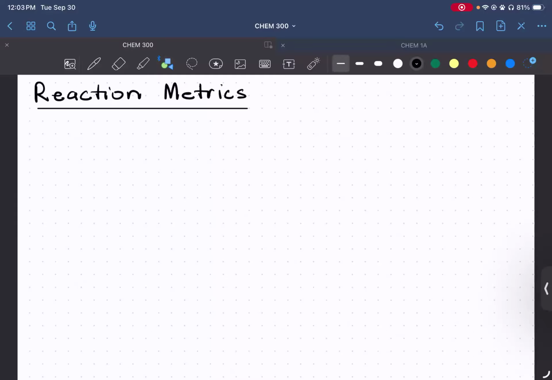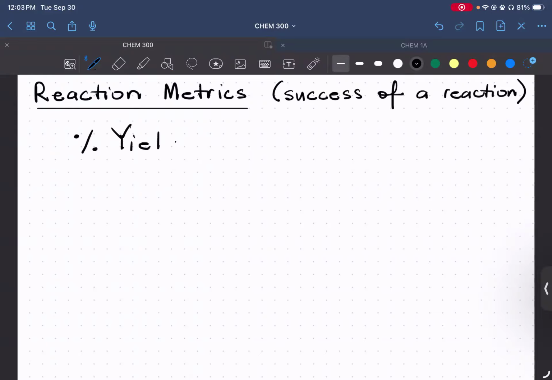Reaction metrics are our quantitative way of measuring a reaction. In a lot of ways, when we discuss reaction metrics, we are referring to the success of a reaction. The primary metric of a reaction that we will use is known as percent yield. The percent yield of a reaction, as it says, a percentage, can be thought of as a score for the reaction.